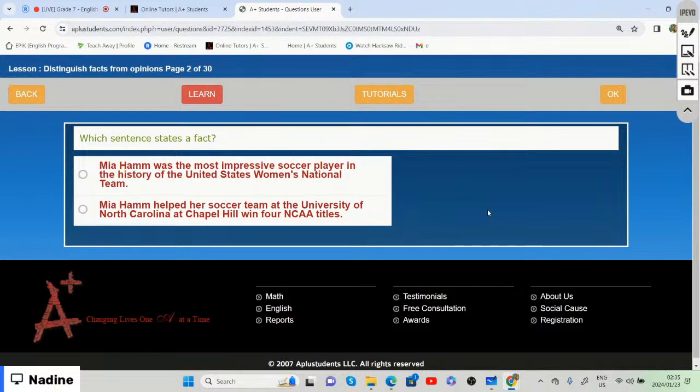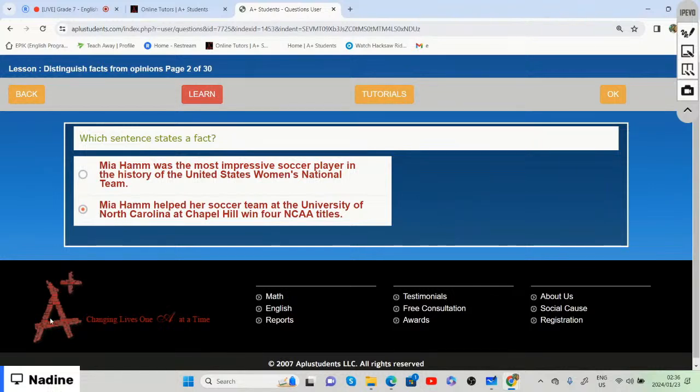All right. So if we then state our facts based on these sentences, then we can maybe say it's the second one. The first one says Mia Hamm was the most impressive soccer player in the history of the United States women's national team. That is someone's opinion, right? And then the second one says Mia Hamm helped her soccer team at the University of North Carolina win 4 NCAA titles. So this is still something that you can believe, which is the second option.